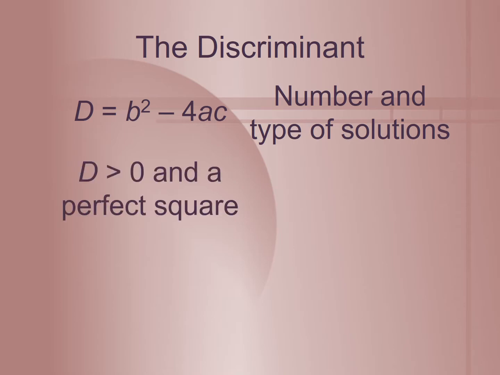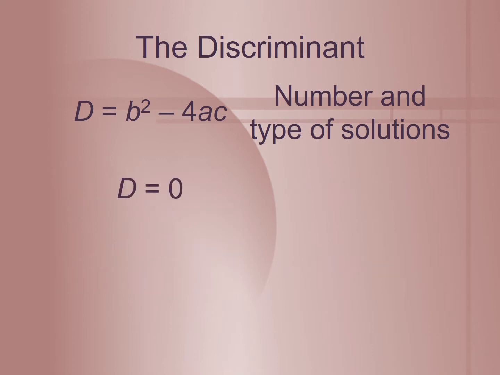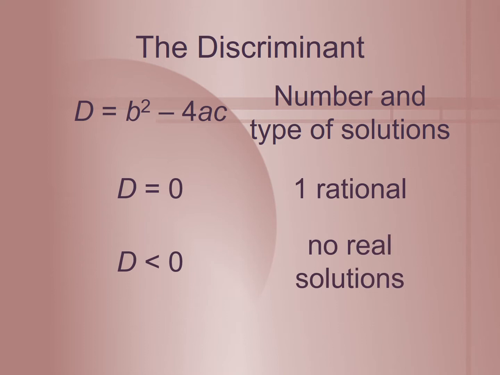If your discriminant is greater than 0 and a perfect square, which means you can take the square root of it perfectly, then you're going to have two rational solutions. If your discriminant is greater than 0, but it's not a perfect square, you're still going to have two solutions, but they're going to be irrational. If your discriminant is equal to 0, you're going to have one rational solution. If your discriminant is less than 0, which means it's negative, then you will have no real solutions.